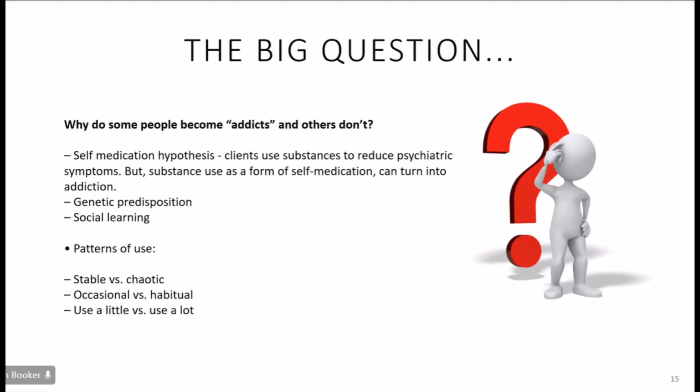Clients may have a genetic predisposition. They may have learned about becoming an addict in a social setting. Patterns of use have an influence on whether somebody becomes addicted, whether their use is stable or chaotic, occasional or habitual, whether they use a little or use a lot.